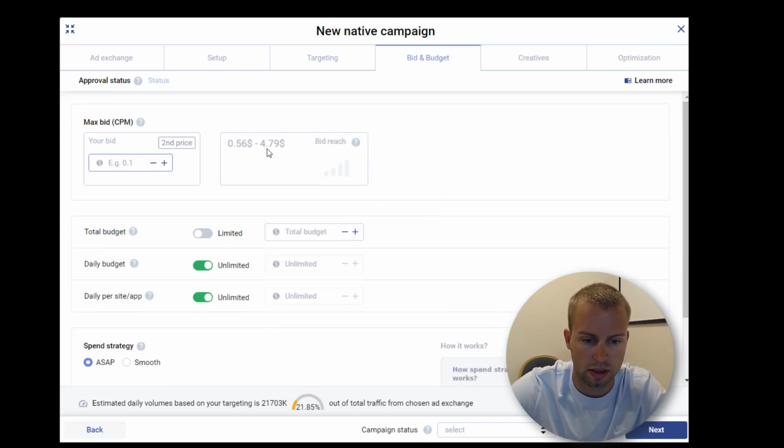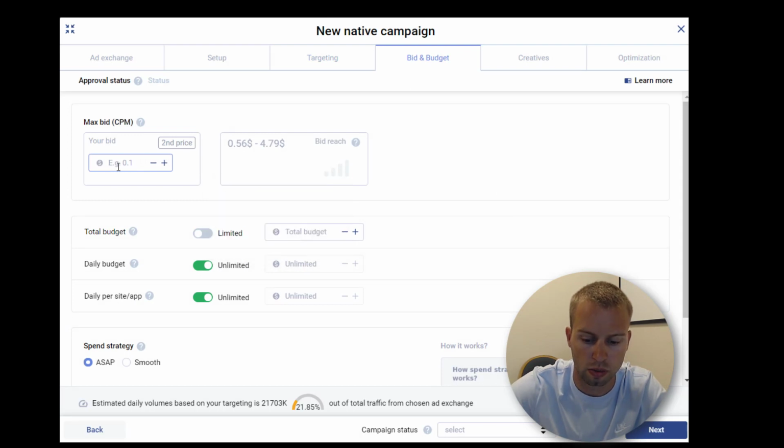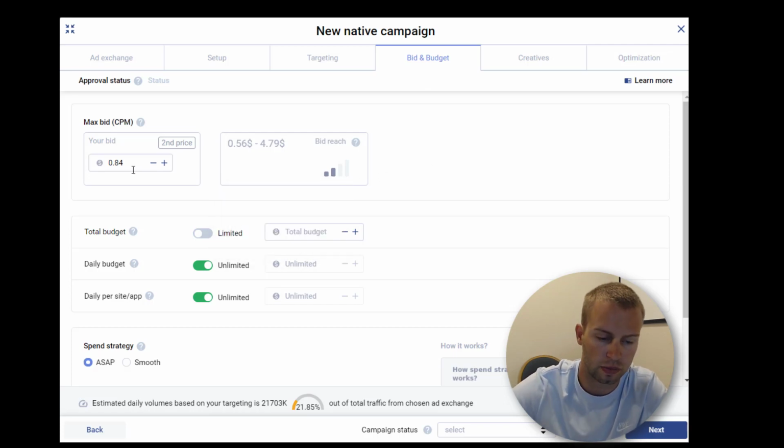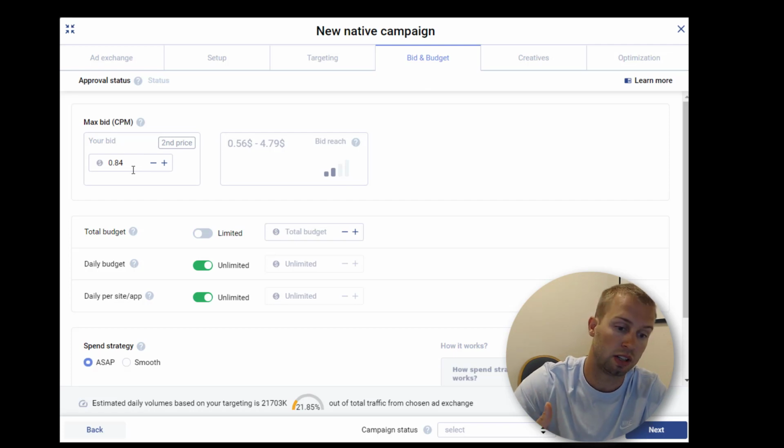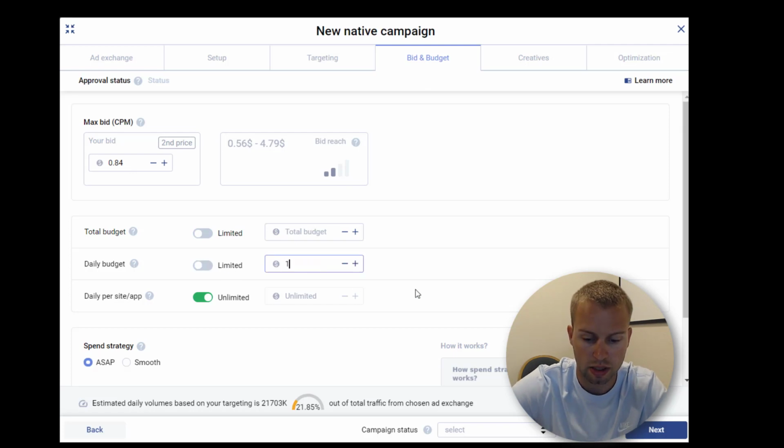My bid, I like to kind of go in this range, so I'm going to do 0.084, and you can always change this, so you can start high, get the data coming in faster, and then lower the bid if you need to. That's the most effective way of getting data fast. So I'm going to do a daily budget of 100.